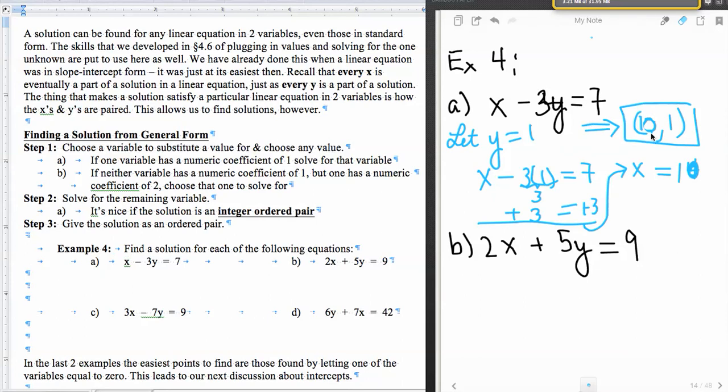And now we should say, okay, is this going to be true? 10 minus 3 times 1, which is 3, is that equal to 7? Bingo, now we do have that solution. Now remember, this isn't the only solution. There are an infinite number of solutions.